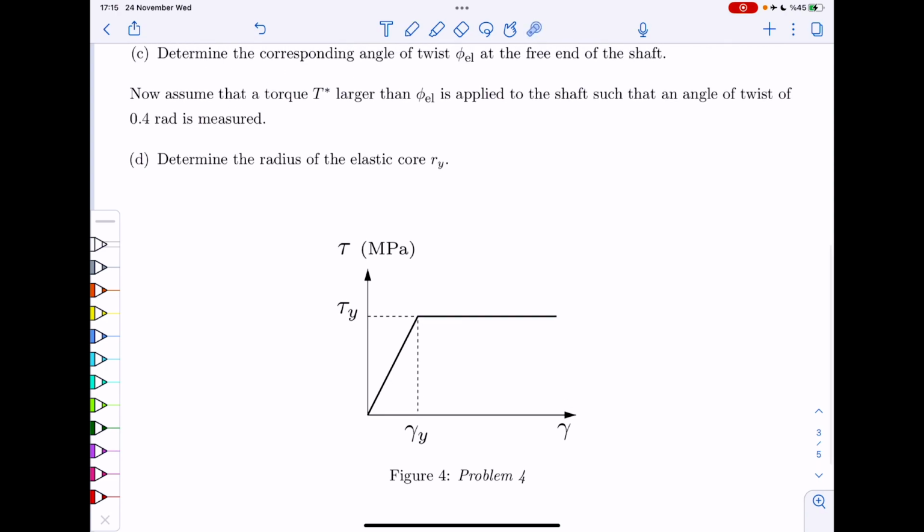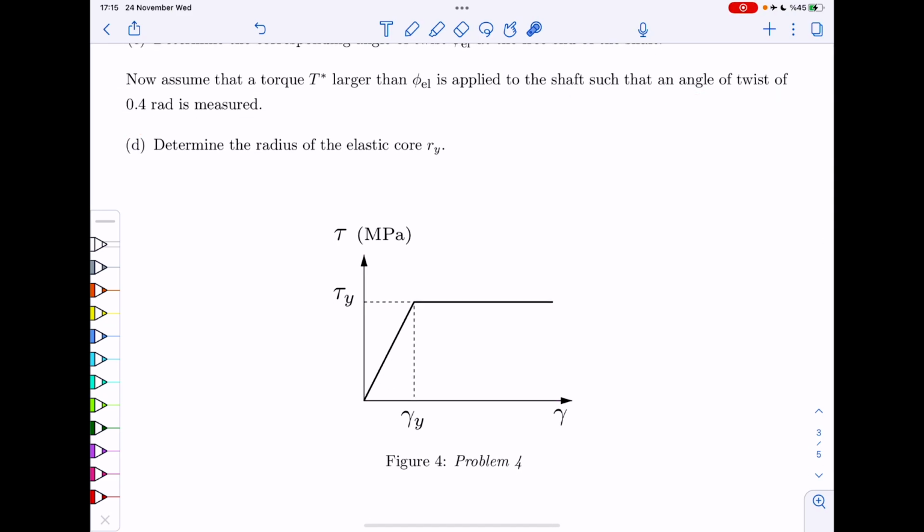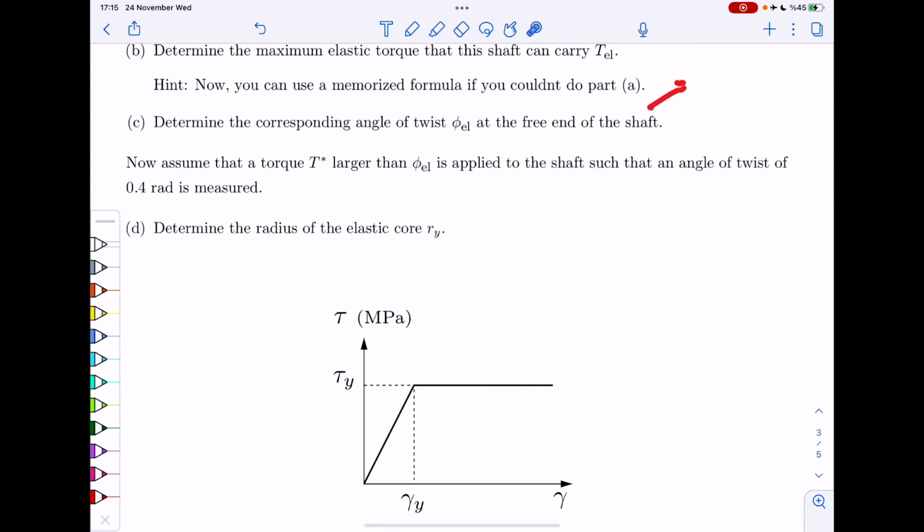The question tells you this: we keep twisting this, and we reach 0.4 radian. So remember, the maximum angle that we could have had, and it would be still elastic, from part C, we calculate that, and that would be 0.08 radian. So that means if you twist it more than that, you enter into the plastic zone. Some parts of your shaft become plastic. And then we do that here until phi is 0.4 radian.